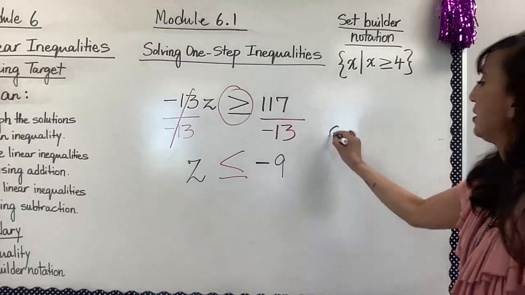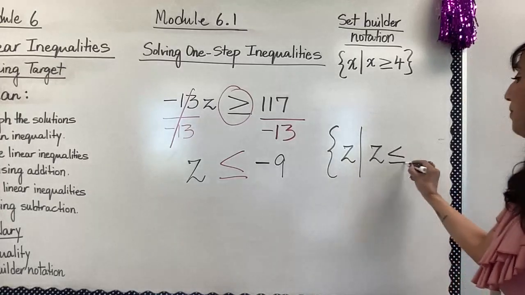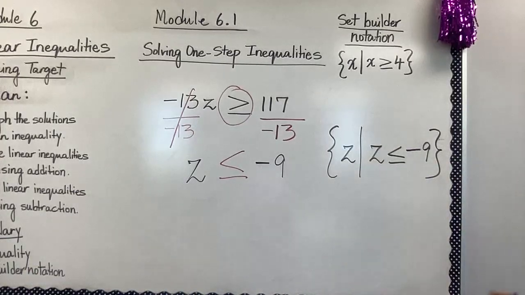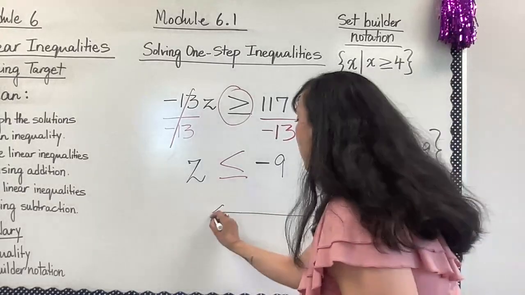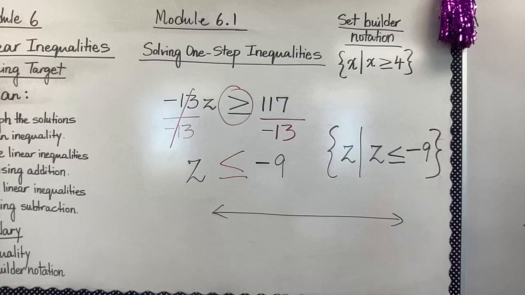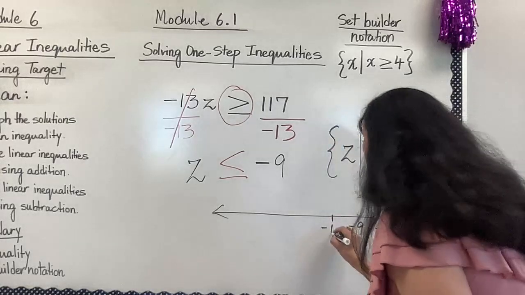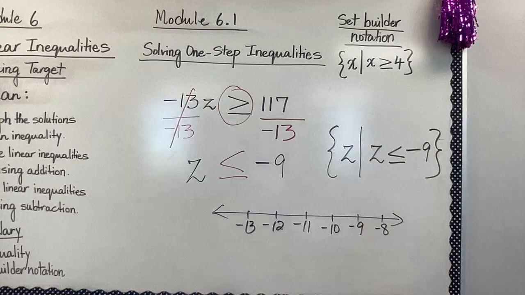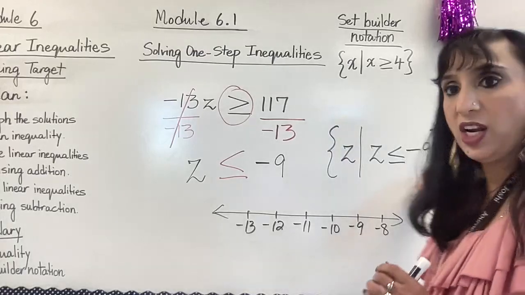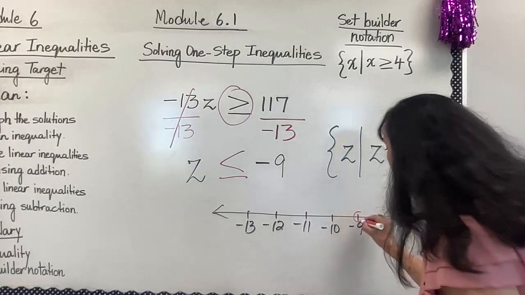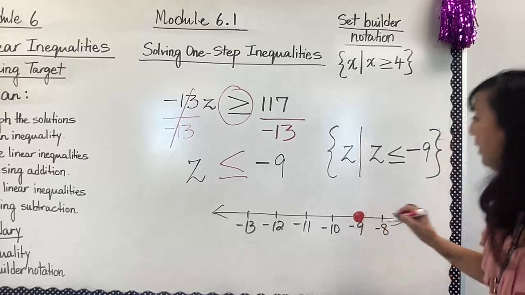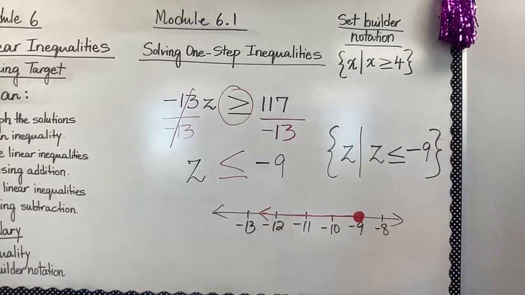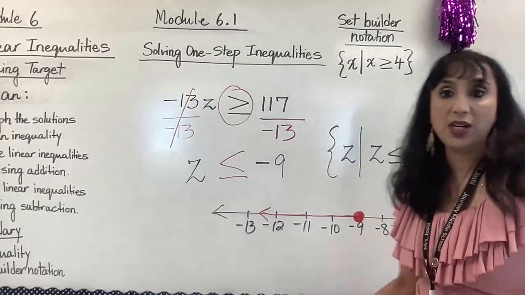So what is my solution set? My solution set is this. And here is my solution set. And then I am going to go ahead and graph this. I know that it is saying -9, right? So we have -8, -9, -10, -11, -12, -13, etc. And we know that -9 is included. It's also a solution to this inequality. So I am going to go to -9 and do a closed circle, and then everything less than that is also a solution to this inequality, and that's how I'm going to graph it. Everything to the left is also a solution to that inequality.